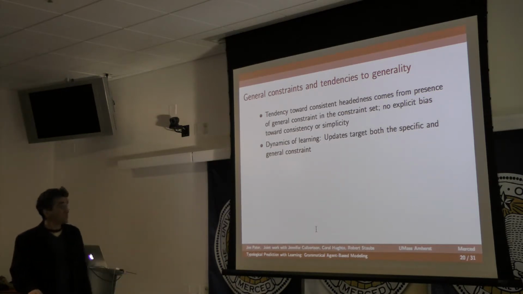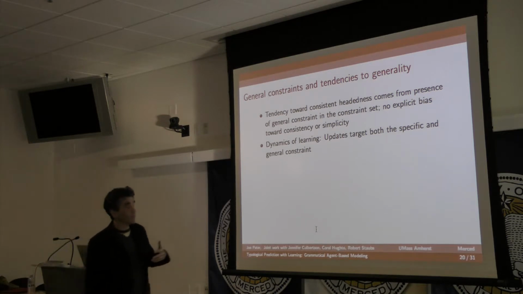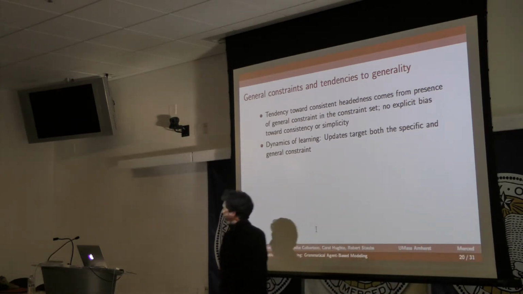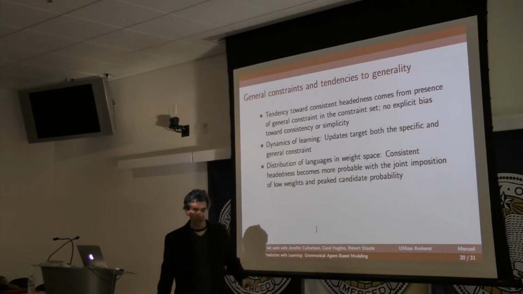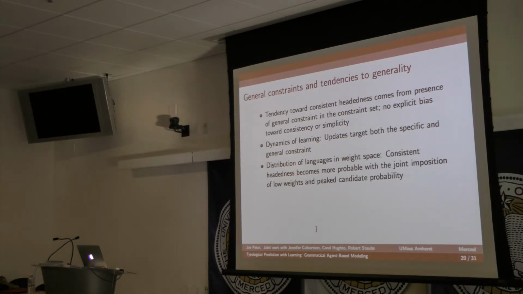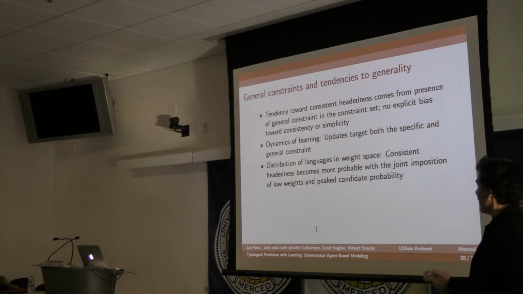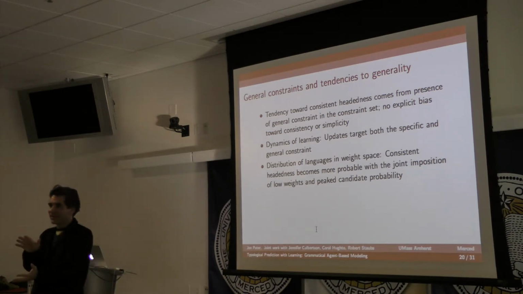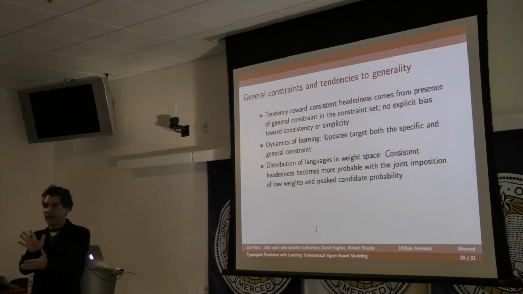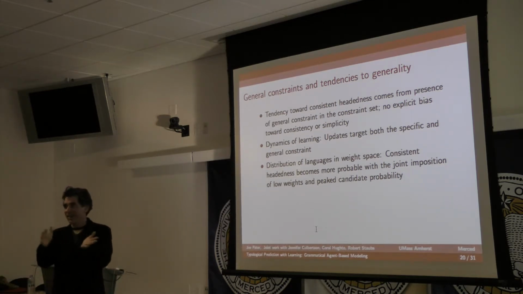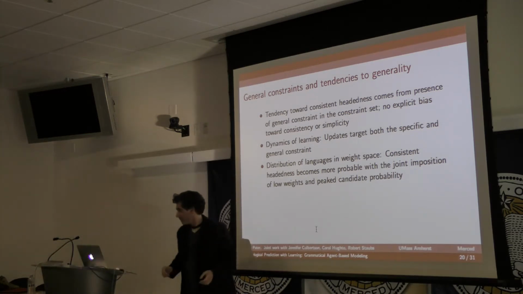Okay. And the reason this is happening is partly because of the dynamics of learning. So the updates are targeting both the specific and the general constraint. As I mentioned before, you're generalizing from each specific instance. Also, because of the distribution of different kinds of languages in the weight space. So consistent headedness becomes more probable when you have relatively low weights, but at the same time, you want to have high probability on one of the candidates, because high probability on one of the candidates means that you've got a relatively high margin of separation between your two candidates, and to get that high margin of separation, you need relatively high weights. And so now you can see that this creates a tension.